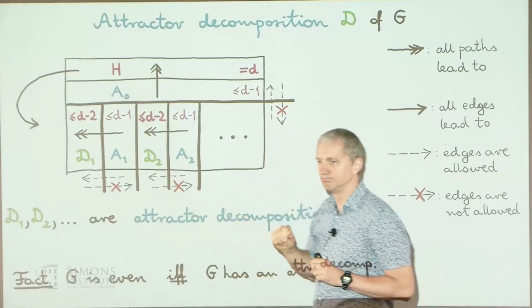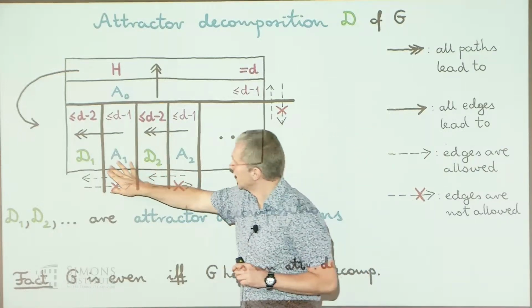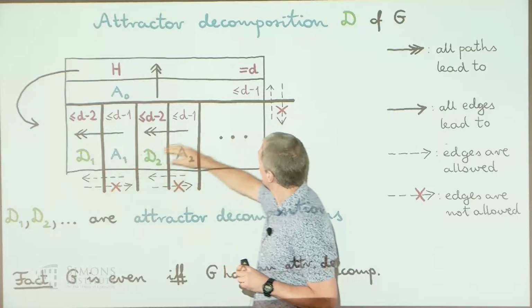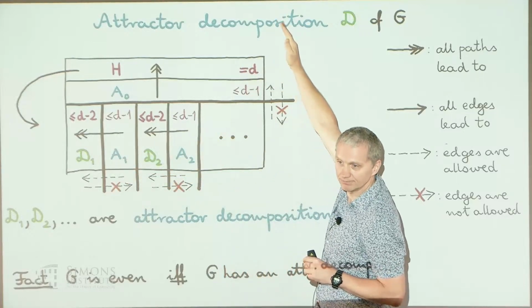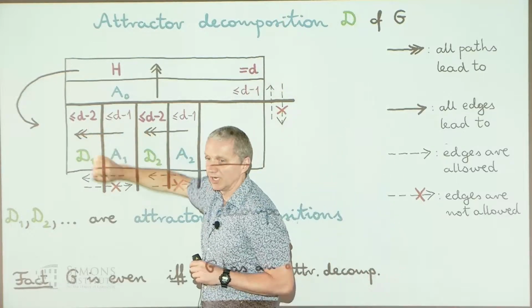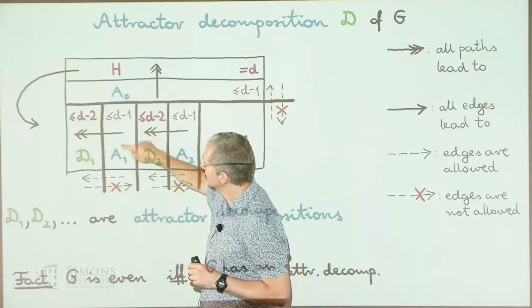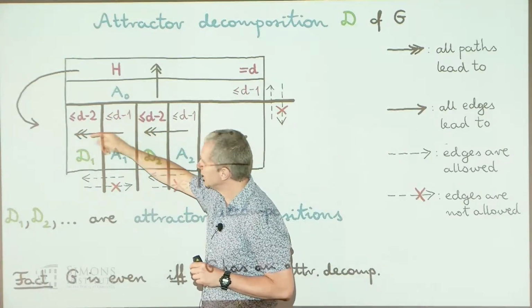I will tell you in a minute. So A1 is the attractor in the graph without the top bit to D1. Right? So all paths that originate in A1 eventually hit D1.